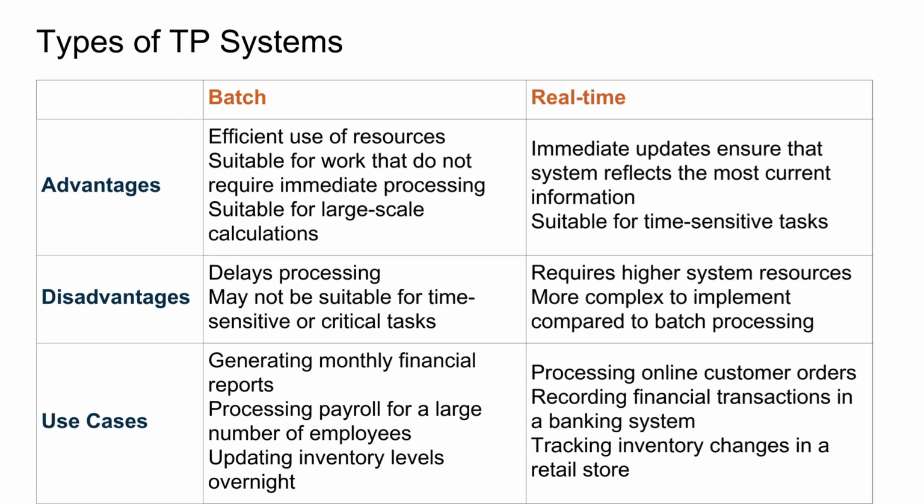So let's look at a few use cases. Batch systems are used for use cases such as generating monthly financial reports and processing payroll for a large number of employees. Real-time systems are used for use cases such as processing online customer orders, recording financial transactions in a banking system, and tracking inventory changes in a retail store.